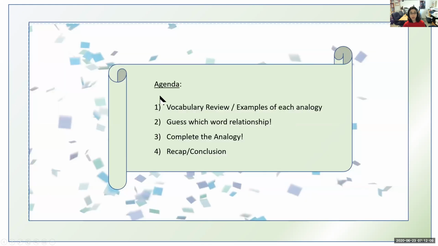And for our agenda today, we first reviewed our vocabulary, and I gave examples of each analogy. Then we guessed which word relationship it was, either cause effect or part whole or item category. Then we completed some analogies.